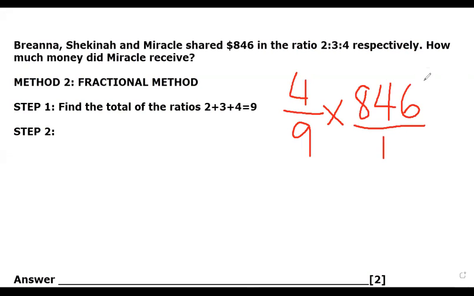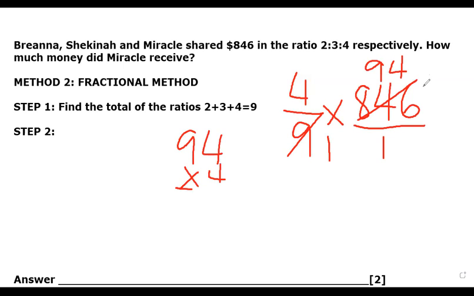From here, I can do some cross multiplication. 9 goes into 9 1 time. 9 can also go into 846 that we identified from the previous method. 9 goes into 846 94 times. From there, I am simply multiplying 94 times 4, and that gives me 16, carry my 1, 4 9s are 36, 376. So doesn't that look familiar from the other method? That's the amount that we saw Miracle getting.